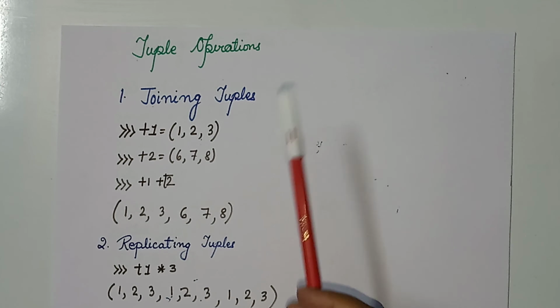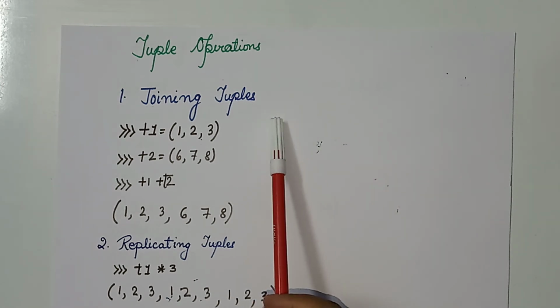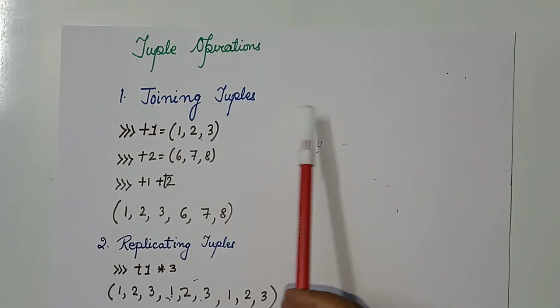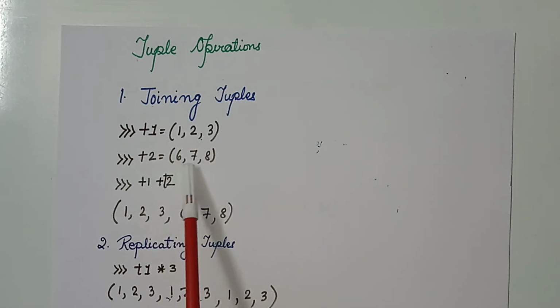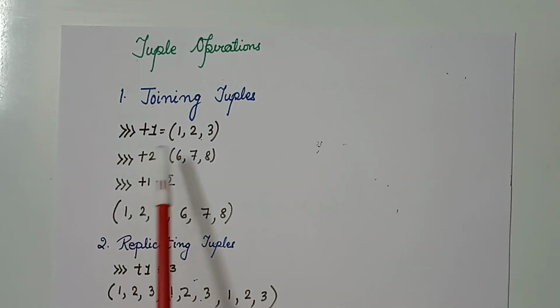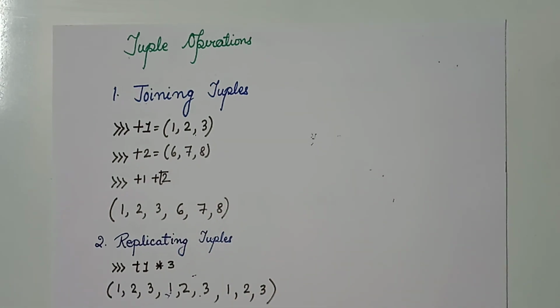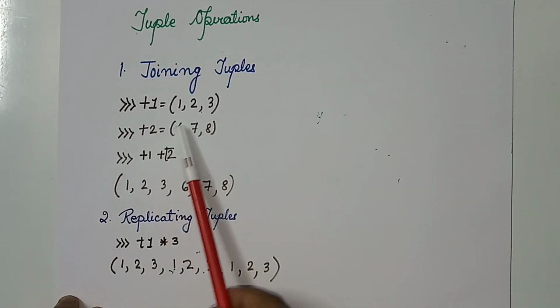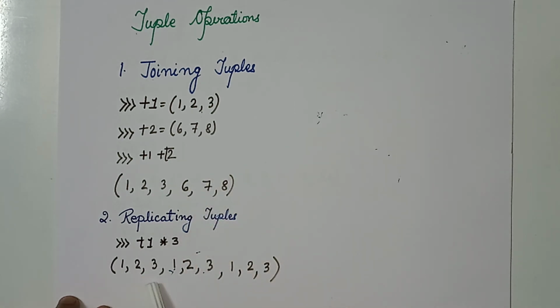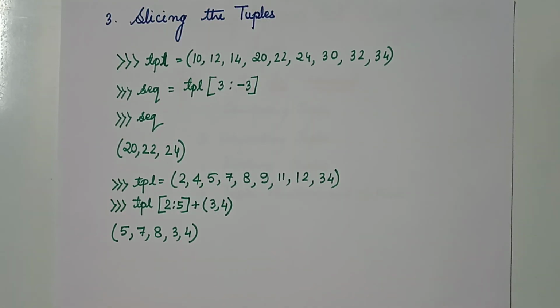Now let's see the tuple operations. Joining tuples, that means we can use the concatenate plus sign. Here we have taken tuple 1: 1, 2, 3, and tuple 2: 6, 7, 8. If we join them, we will get this output where T2 is added to T1. Replicating tuples, that means repetition. Let us see. T1 into 3. So the elements of T1 will be repeated 3 times: 1, 2, 3, 1, 2, 3, 1, 2, 3.